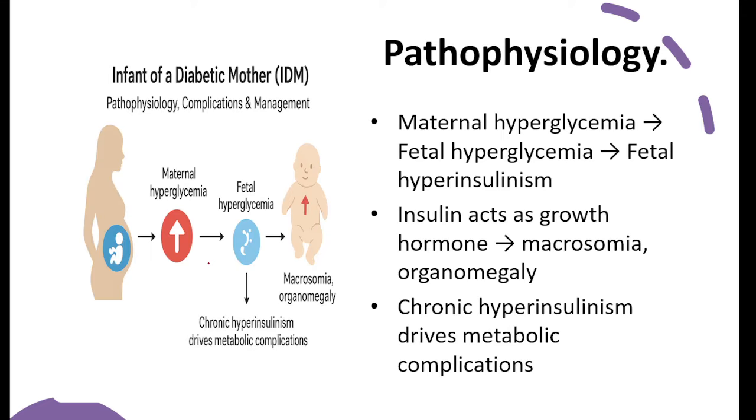Here we see the core pathophysiology. When the mother has high blood glucose, that glucose crosses the placenta and causes fetal hyperglycemia. In response, the fetal pancreas produces more insulin, leading to fetal hyperinsulinism. This insulin acts not only as a regulator of glucose but also as a growth hormone, which results in macrosomia and organ enlargement. Chronic exposure to high insulin also drives metabolic complications that I will discuss further.